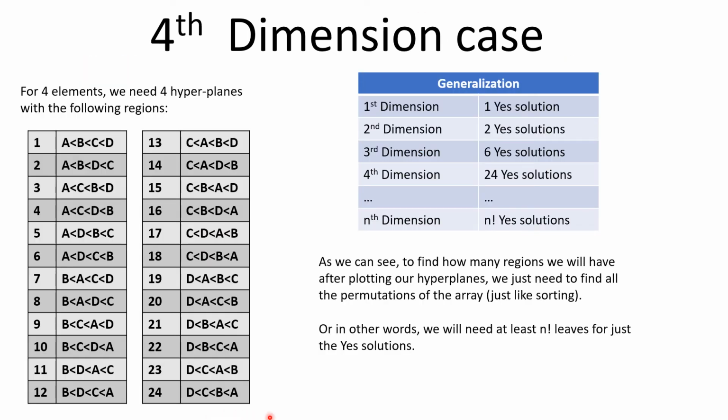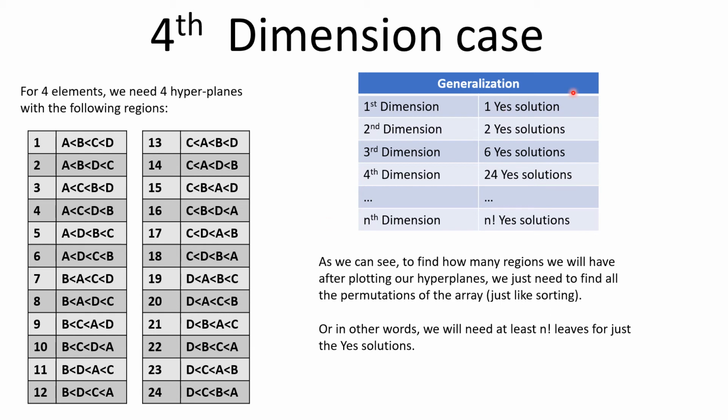Well, it is getting harder to visualize as we go higher and higher on the dimensions, but if we have an array of 4 elements, we can say that we'll be in the 4th dimension, and we just need to find all the permutations of 4 different axes, which I just label A, B, C, D, and if you do all the permutations, you'll find out that you need 24 different regions.